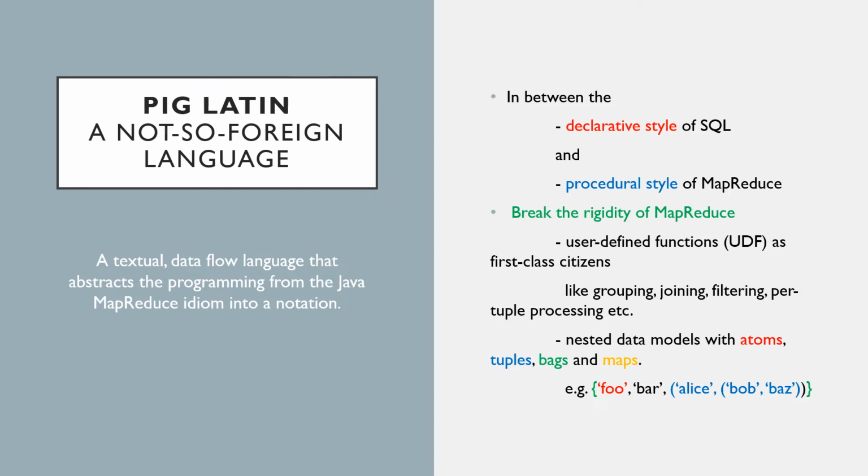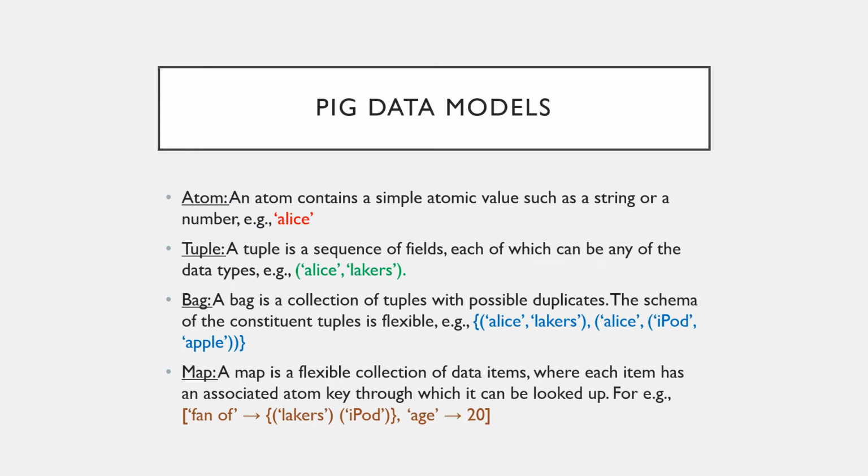And as a result, Pig Latin becomes way more powerful with the thinking of a procedural programmer, and way more powerful than the MapReduce algorithm and idiom. So we also have another feature of Pig Latin, which is nested data models. Nested data models in Apache Pig are atoms, tuples, bags, and maps.